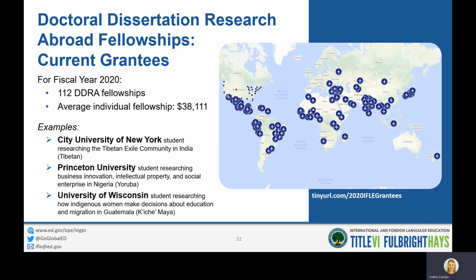City University of New York has a student that is currently researching the Tibetan exile community in India. And that student is using the Tibetan language to actually do their research. Princeton University has a student who's researching business innovation, intellectual property, and social enterprise in Nigeria, and that student is using the Yoruba language for their studies. And the University of Wisconsin has a student researching how Indigenous women make decisions about education and migration in Guatemala. And that student is relying on their Quiche Maya skills to do that research.